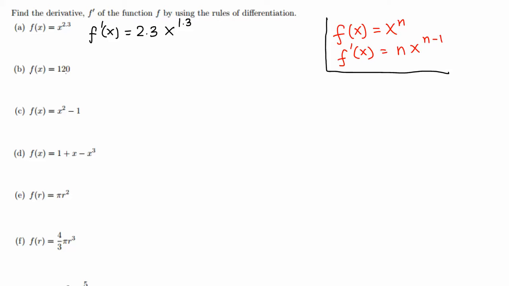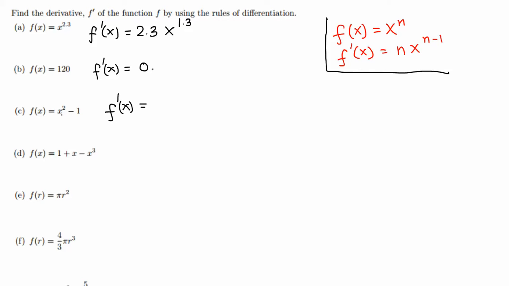And second, the function is 120, a constant, and we know the derivative of a constant alone, without x, is 0. We got two terms here in part C. So the derivative is the derivative of the first term minus the derivative of the second term.